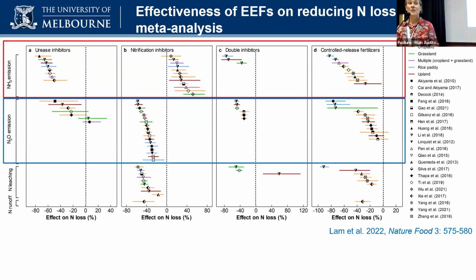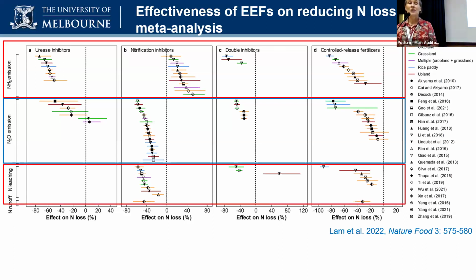If we look at nitrous oxide emissions, the urease inhibitors here don't work, as we know. They can actually increase nitrous oxide emissions as well. Nitrification inhibitors work well, double inhibitors work well, controlled release fertilizers work pretty well. And if we look at nitrate leaching and runoff, then the nitrification inhibitors, by reducing nitrate, have an effect on that, as do the controlled release fertilizers and the double inhibitors to some extent.